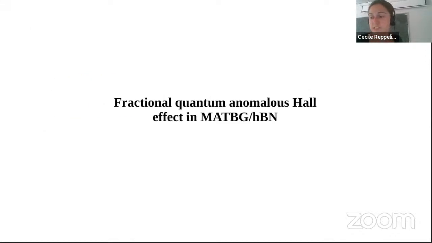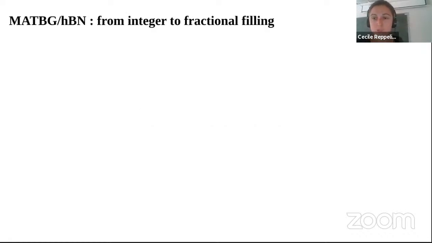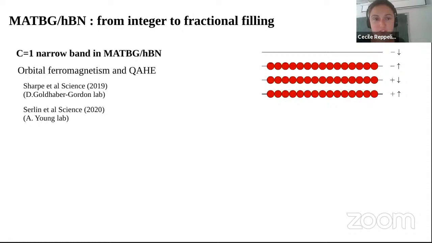So how does all of this fit within the context of Moiré superlattices and especially magic angle twisted bilayer graphene aligned with HBN? Let me set the stage for this. First of all, just a reminder: in this system, we had a narrow band with a Chern number 1. And this was seen in experiments as orbital ferromagnetism at a filling fraction nu equals 3 of the miniband.